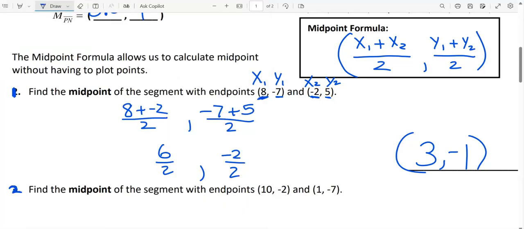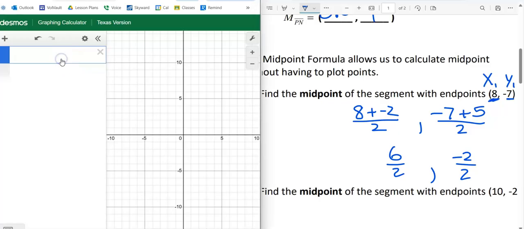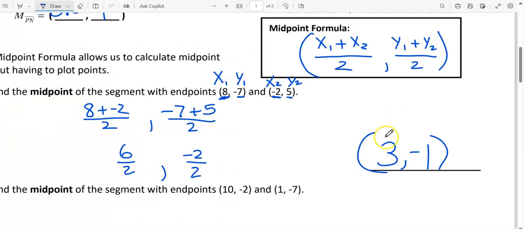Now, you could just type these into Desmos, okay? But you have to do it one at a time. Here's what I mean. The left fraction, press divide by itself, 8 plus negative 2 divided by 2. Okay, do you see how I got 3? Okay, then do the other fraction by itself. Hit divide, negative 7 plus 5 over 2. 3, negative 1. That's how I got 3, negative 1. Okay, so you can use Desmos to simplify for you.